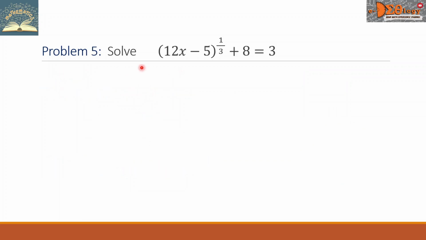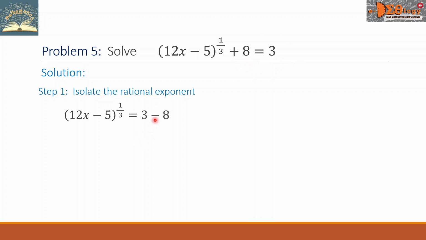Problem 5. Solve 12x minus 5, this group is raised to the power 1 over 3, then plus 8 equals 3. The step 1 is we isolate the rational exponent. This is our rational exponent. This plus 8 we transpose to the right. It changes the sign. So 3 minus 8, and the difference is negative 5.